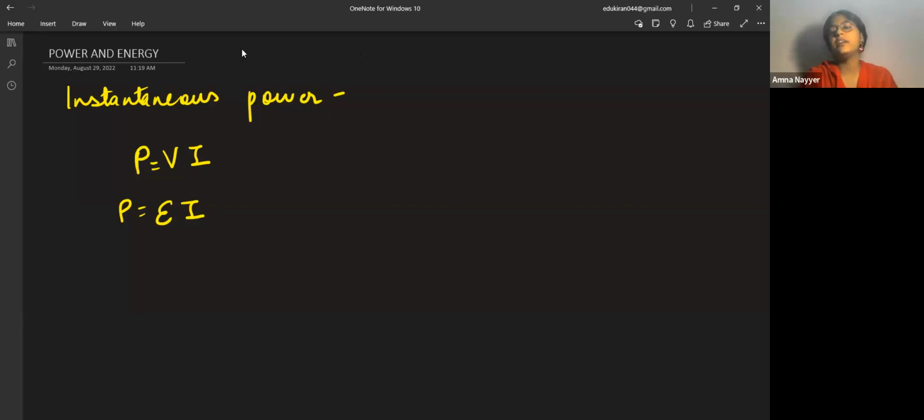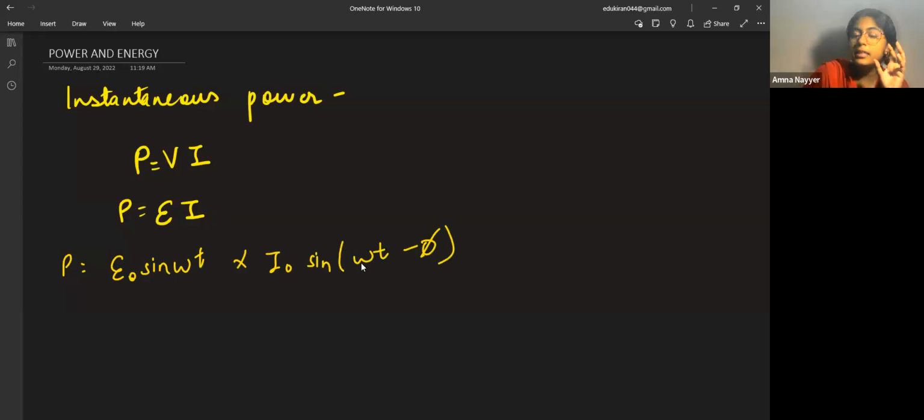See now, when we're talking about power, the formula of power is potential into current. So here we'll be using the complete formulas of current that we have. We have the equation of current, and the equation of voltage, so we'll be substituting in the same. Power is equal to E, which will actually be E naught sine omega t, multiplied by current. What is current? Current is I naught sine omega t minus phi.